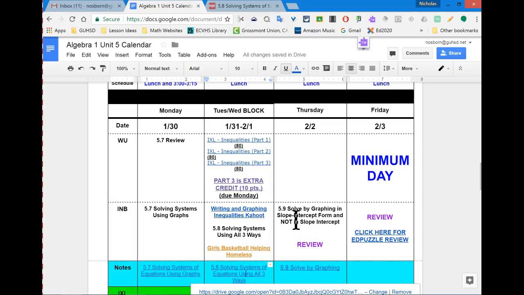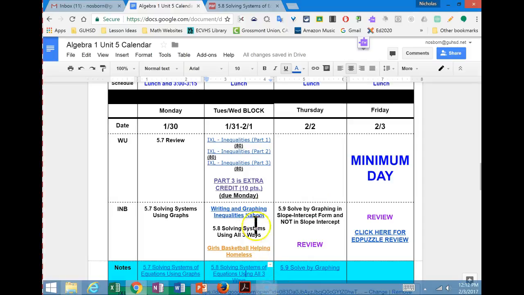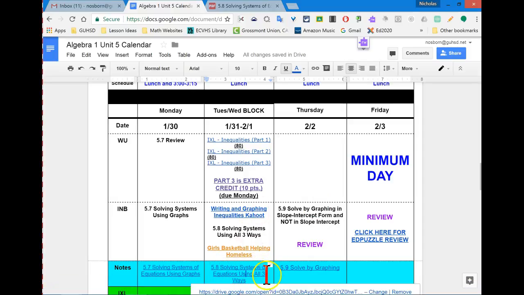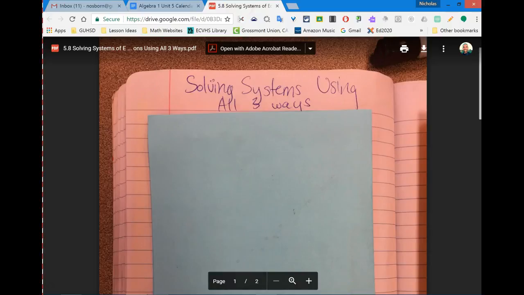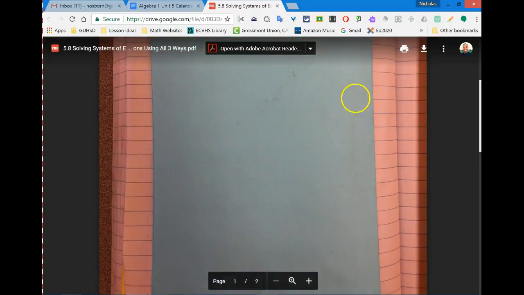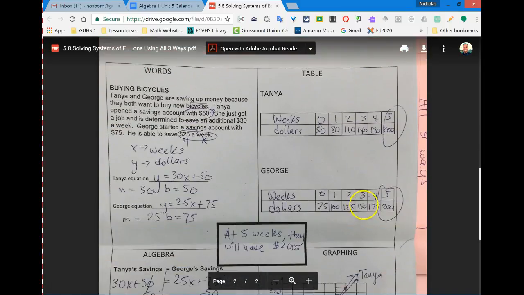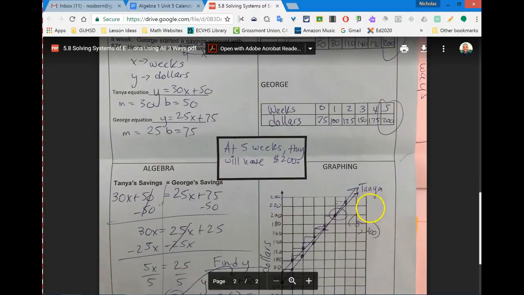So if I go to the calendar, if you guys remember, it's in Google Classroom. Open it up, and this is from 5.8, Solving Systems of Equations Using All Three Ways. I can click here, open that up, and that will show me what the notes were for that day. It was this page, with the title Solving Systems Using All Three Ways. And if I scroll down, there's the same page, so you can follow along.